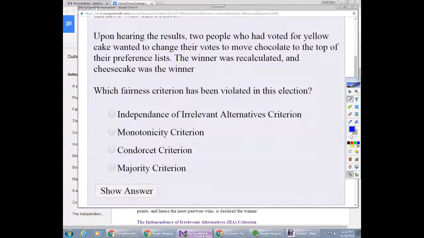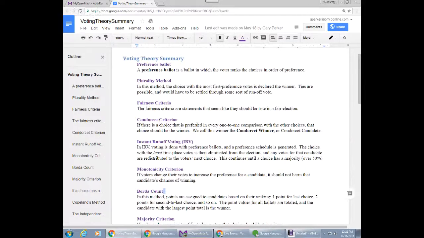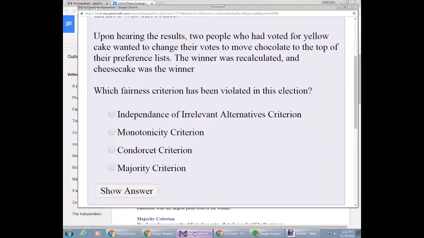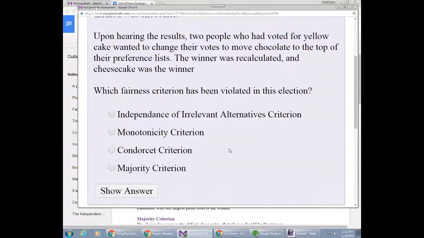Let's see, where did this screen go? The Condorcet criterion. Let's see, what is that one? Okay, if there is a choice that is preferred in every one-to-one comparison, that choice should be the winner. And so we call that the Condorcet winner. So again, one-to-one comparison should dictate the winner. Let's see, where'd you go again? Okay, there we go. And then the majority criterion means one of them should have the majority of the votes. So which one does it look like we violated here based on their definitions?